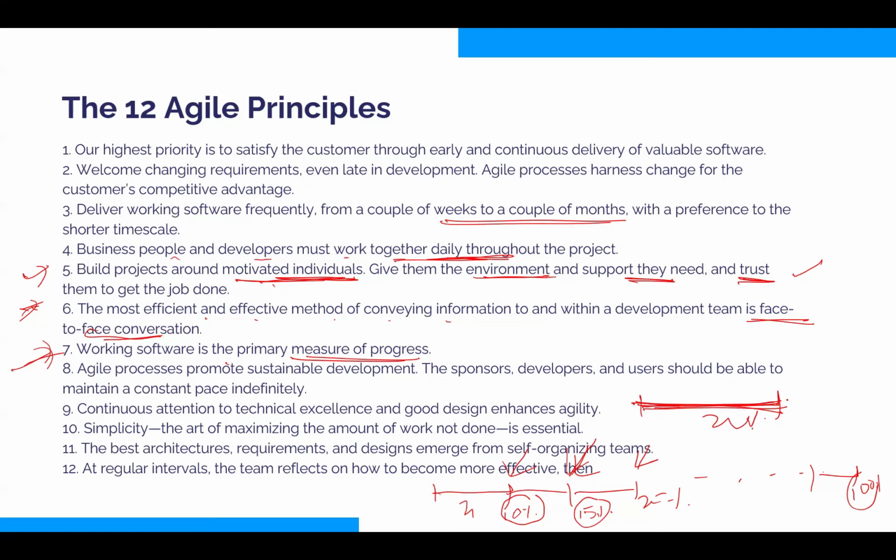By the end of, let's say, some iteration, the team could not build a working product. That means that iteration was a waste. They completely wasted it. They did nothing in that iteration. So this is how we would measure progress, the ability of the team to deliver a working product.